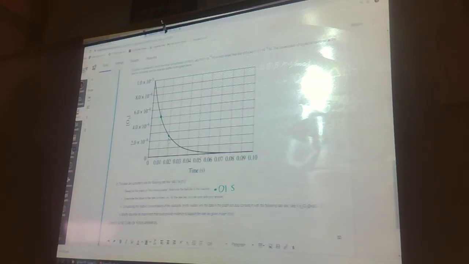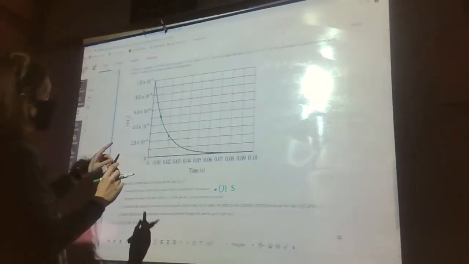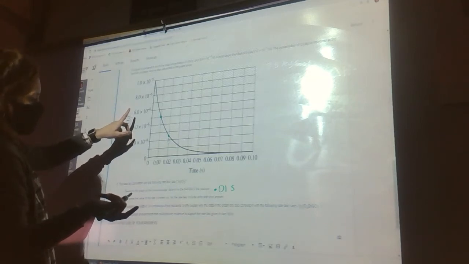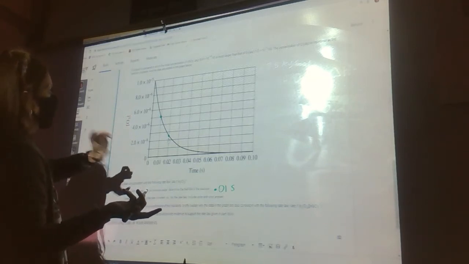The second part: determine the value of the rate constant k. Include units with your answer. So you can choose any data point. It doesn't matter.